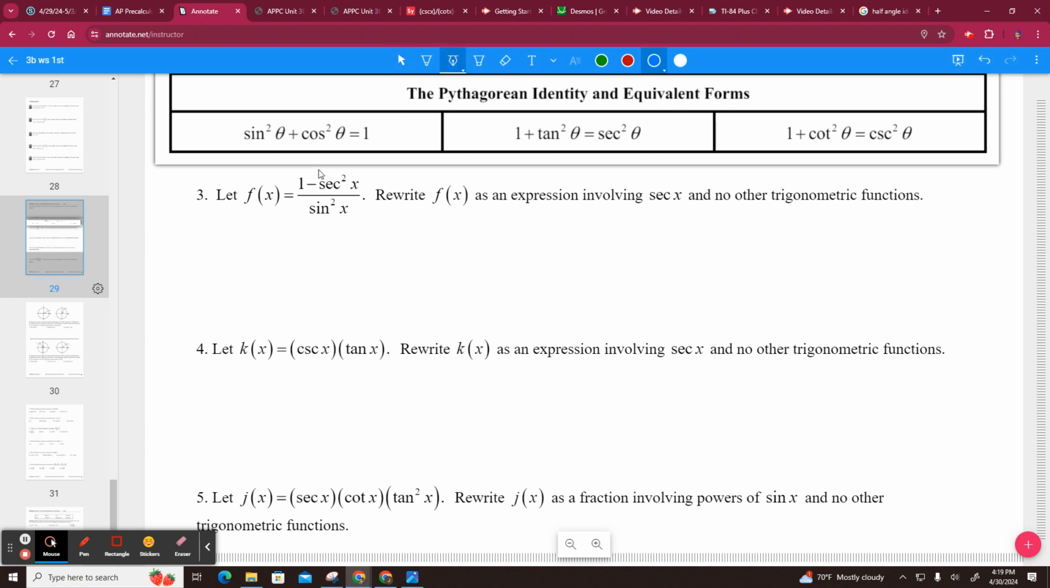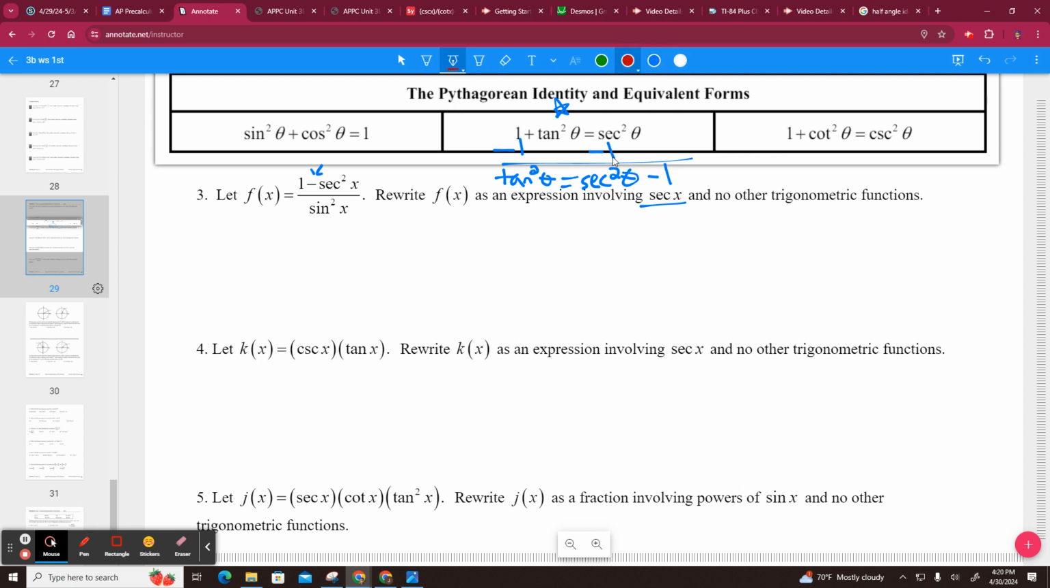So I've got 1 minus secant, and it wants me to write it as secant. Well, to do this, I could break this apart and do 1 over sine squared and then secant squared over sine squared. But to get you in the habit of using these formulas here, anytime I see 1 minus, I'm going to use one of these. And the only one that has secant squared is this one. But it has 1 and secant squared on the same side. So to get 1 and secant squared on the same side, I'm going to subtract 1. And that gives me tan squared theta equals secant squared theta minus 1.